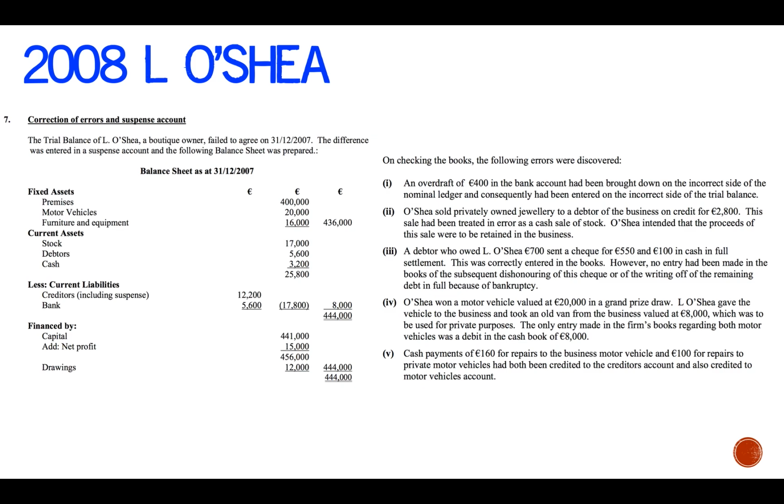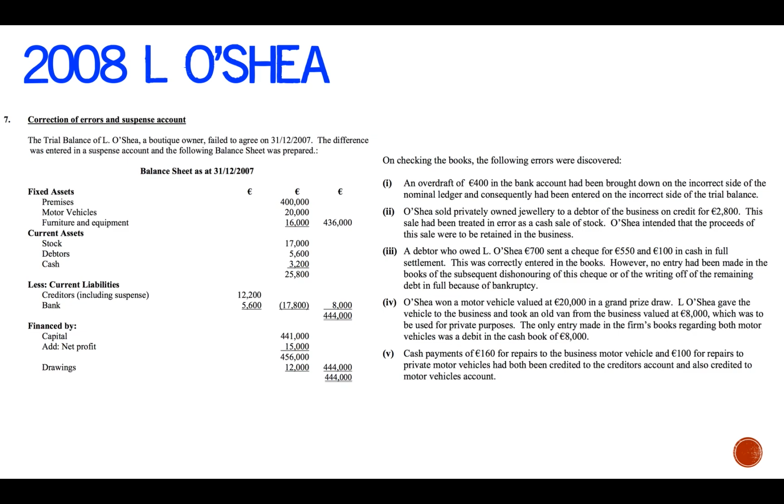This sale had been treated in error as a cash sale of stock. O'Shea intended that the proceeds of this sale were to be retained in the business. Number 3, a debtor who owed L. O'Shea €700 sent a cheque for €550 and €100 in cash in full settlement. This was correctly entered in the books.